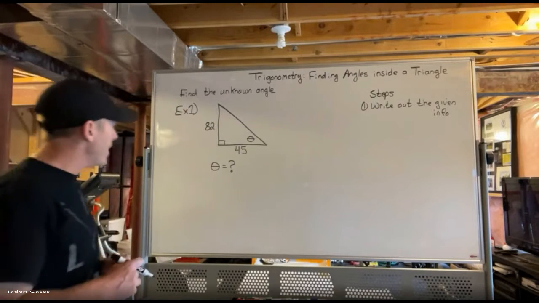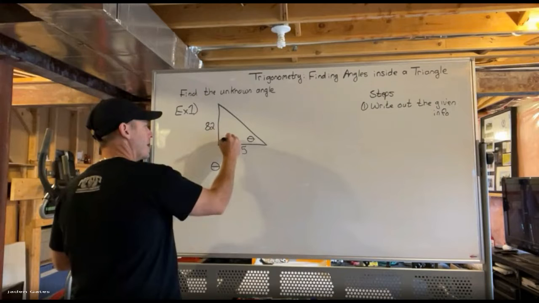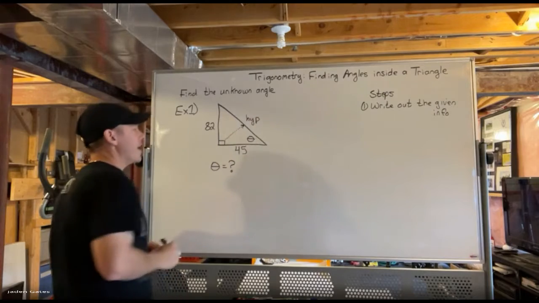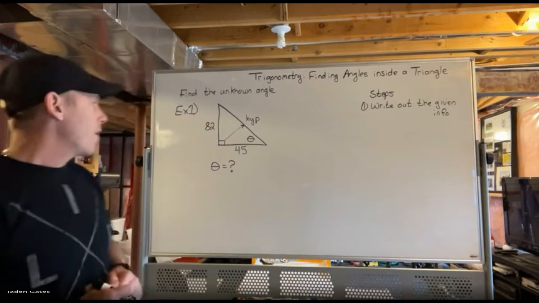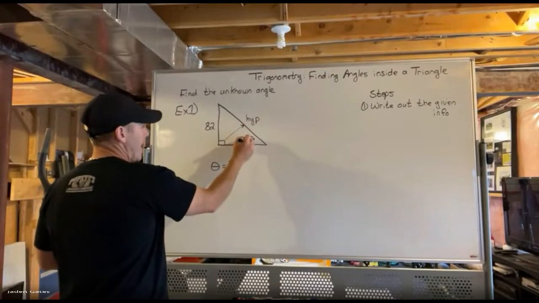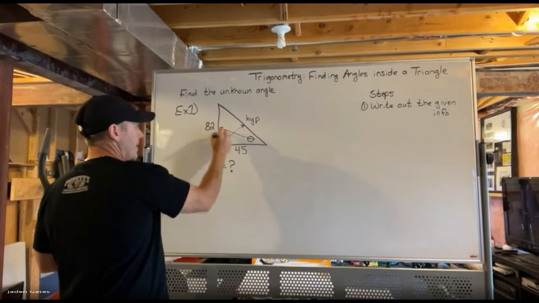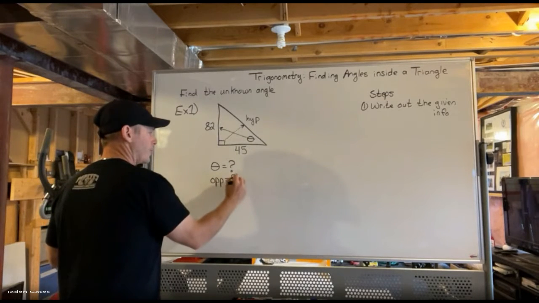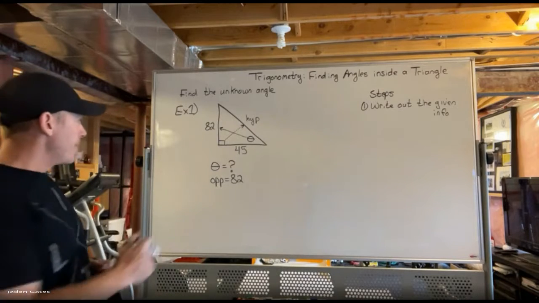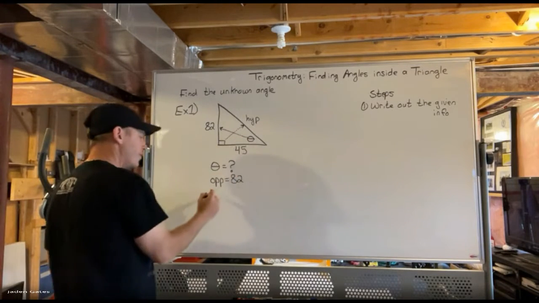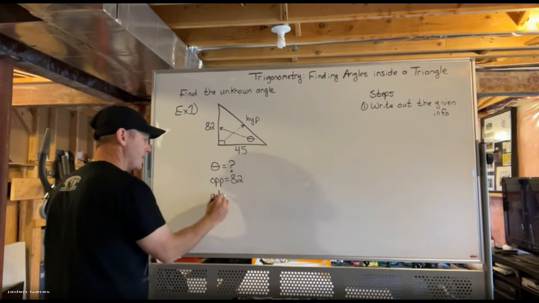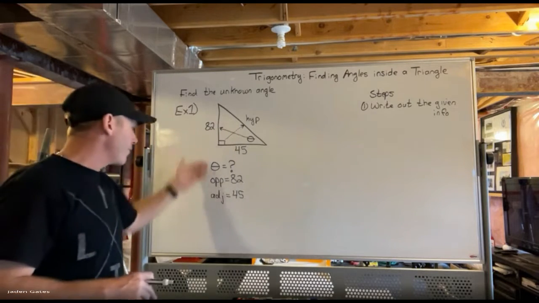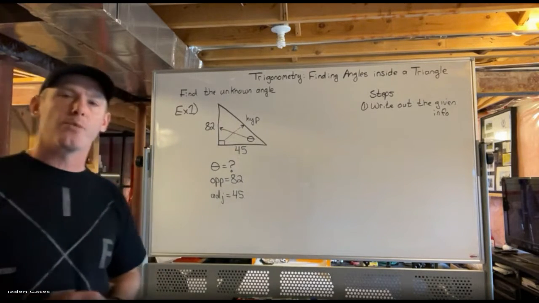All right, so when I look on this diagram, I always look first: across from the right angle is my hypotenuse. I don't have that, so it looks like I got the other ones. The side across from the angle we're looking from is the opposite. So in this case, our opposite is 82. Now, the side beside the angle is the adjacent, because that's what adjacent means, beside. So there's our first step. We've written out the given information. We know what we're looking for and what sides we actually have.